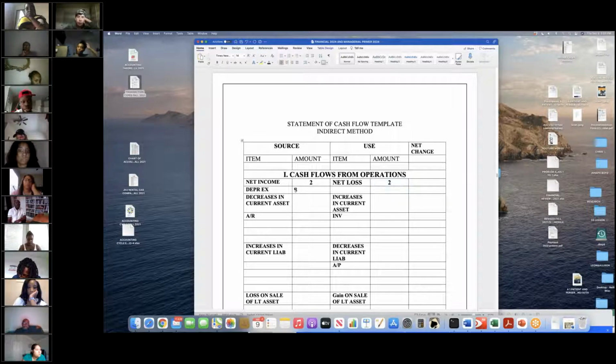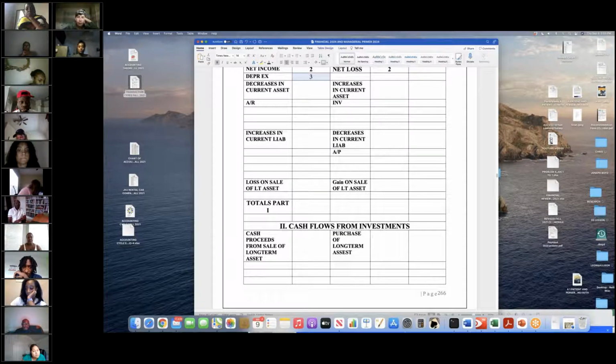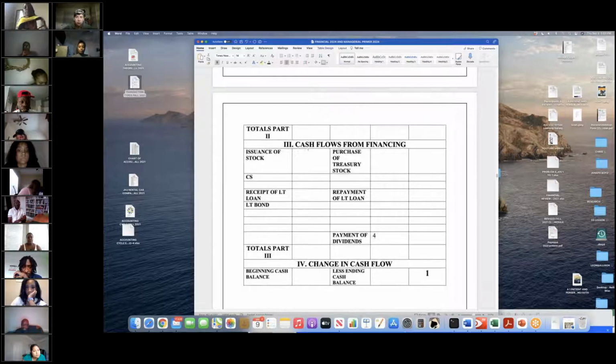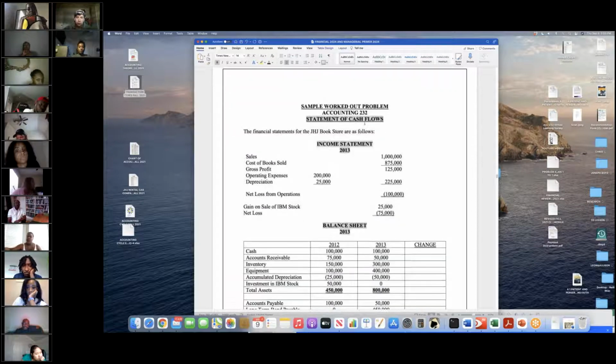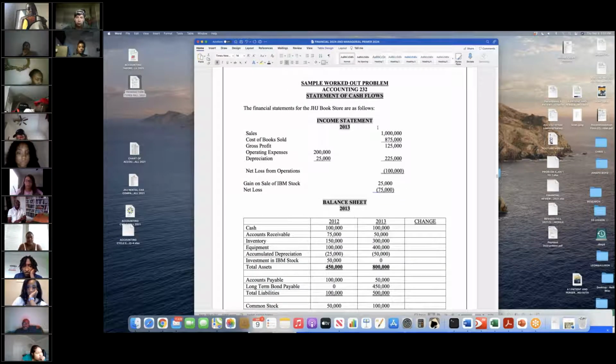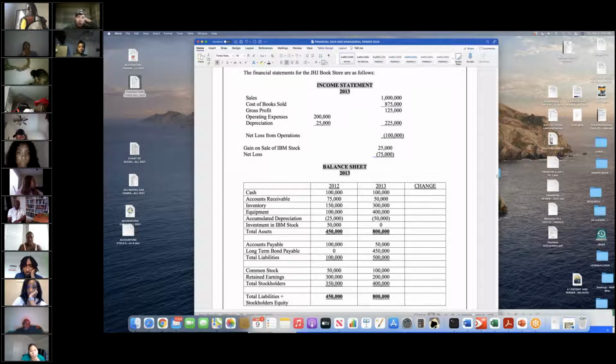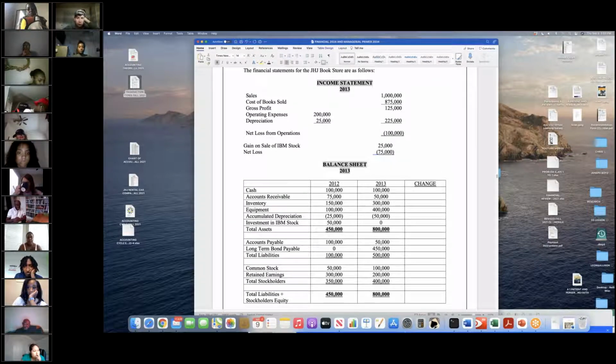The third thing you're going to do is put in depreciation expense. And the fourth thing you're going to do is put in the dividends. So when you can do those four things, then you got to see on the statement of cash flow. So if you saw this cash flow statement and you could do those four things, you'd have a C. So let's see if you all can do that.